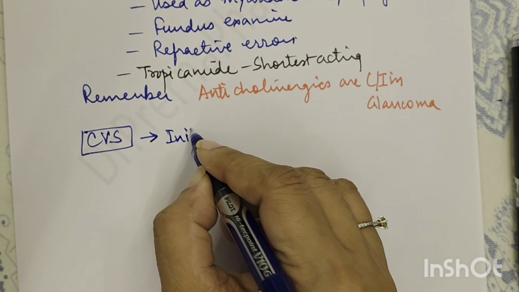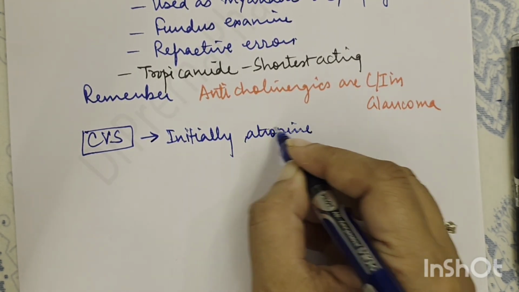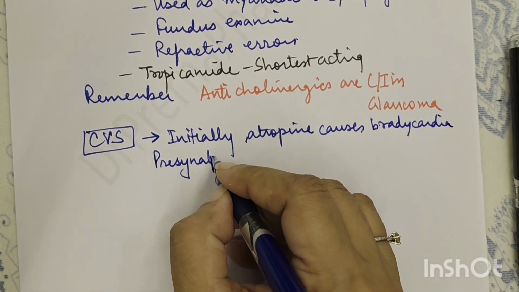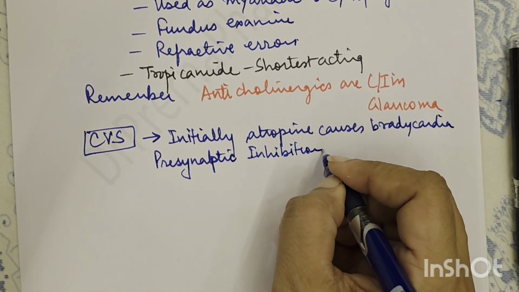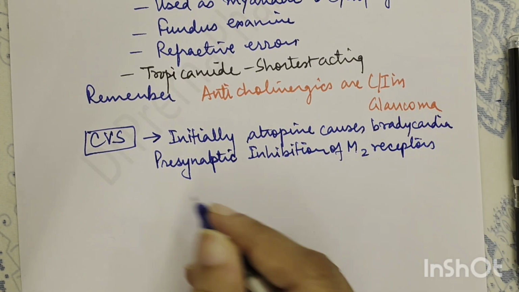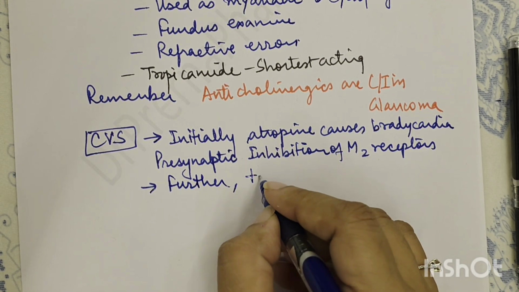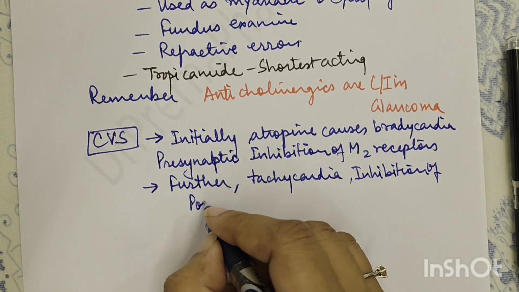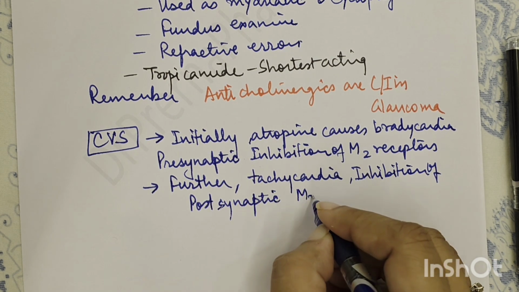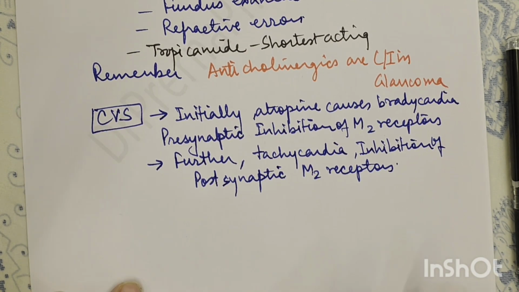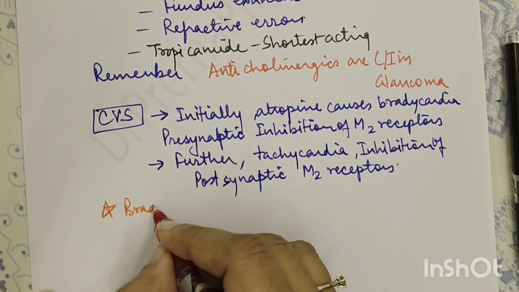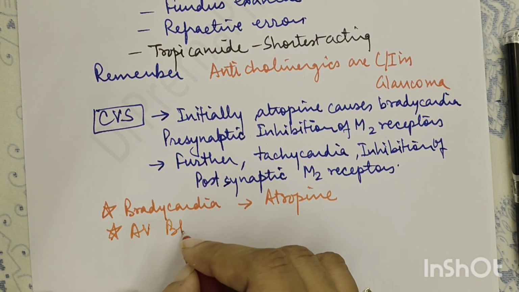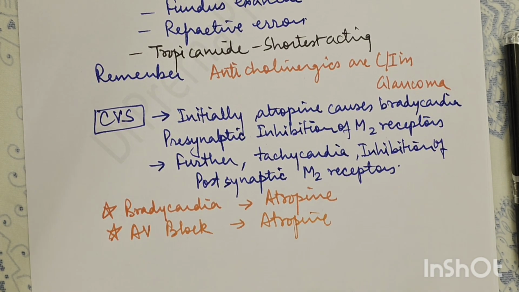CVS में initially atropine causes bradycardia, right? This is because of presynaptic inhibition of M2 receptors. But on further use, it causes tachycardia due to inhibition of postsynaptic M2 receptors, right? Another important thing, in bradycardia, we use atropine. Atropine is also used in, if there is AV block, then also we use atropine. So atropine is used as a treatment in bradycardia and AV block.